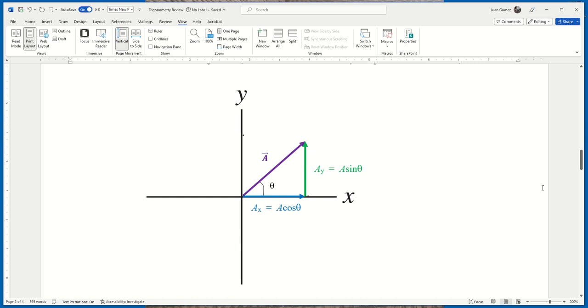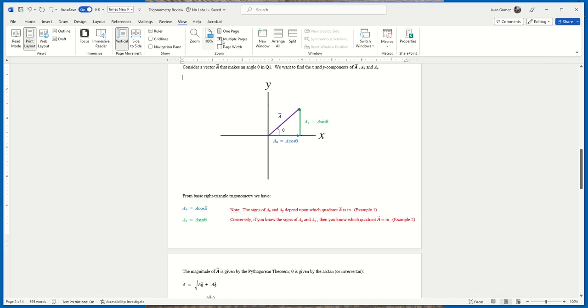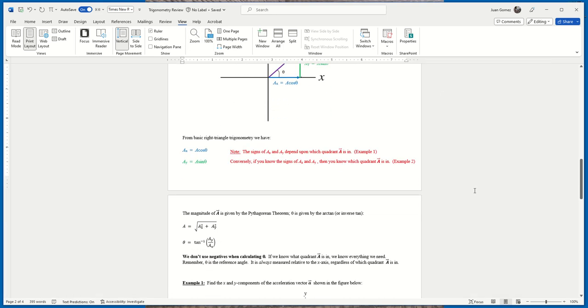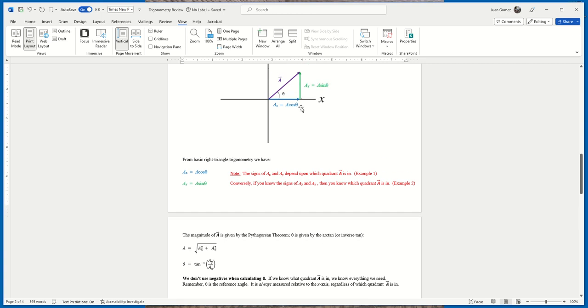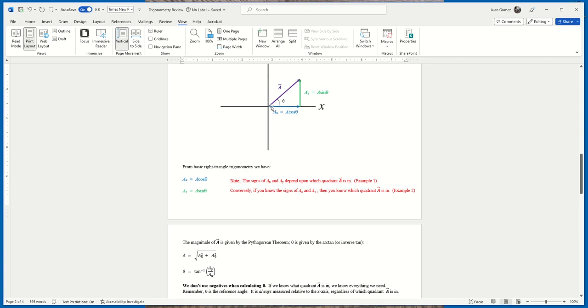Now, the sign of AY and AX could be positive or negative. It depends on what quadrant you're in. But again, right now, AX, the x component of the vector A, think of the vector A as really just the hypotenuse of that right triangle. So it's the purple vector A. The x component is A cosine theta. The y component is A sine theta.